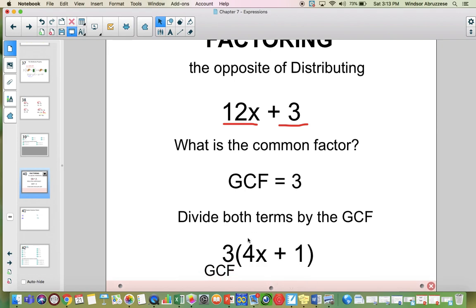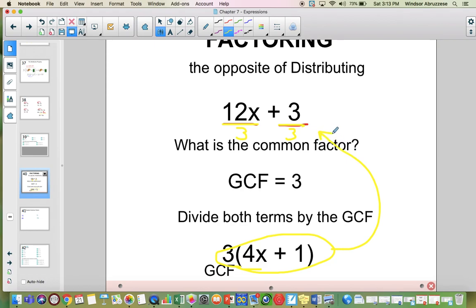Okay, so here I've pulled out my GCF, which I'm going to write outside the parentheses. And then inside the parentheses is everything that's left over after I divide. So let me change the color here. If I have 12x and I'm dividing it by my GCF of 3, what's 12x divided by 3? 4x. Plus, now divide the last term. What is 3 divided by 3? 1. This is the factored form of this expression. They are equivalent.